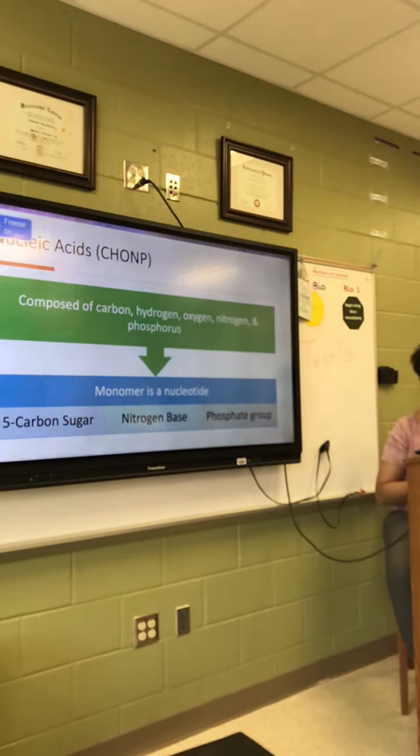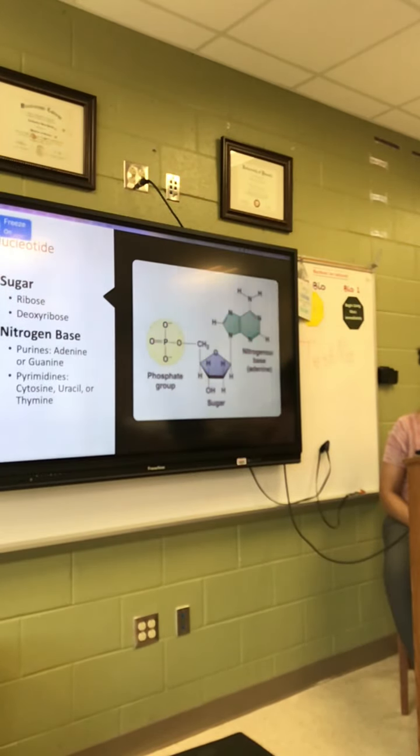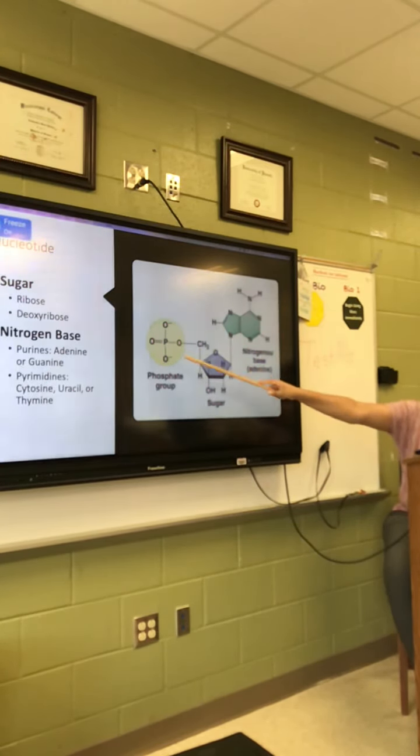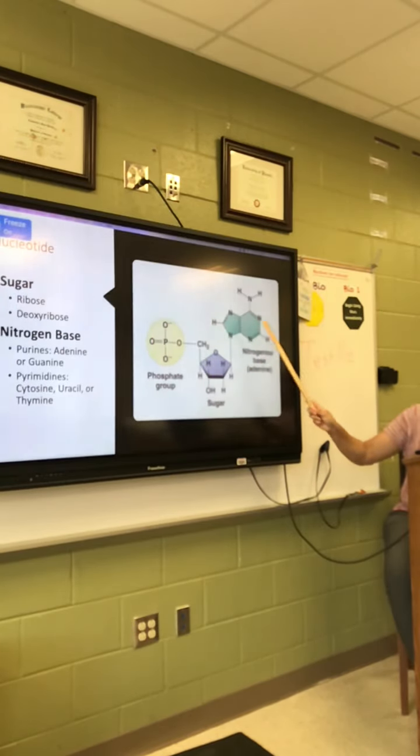All right, so a nucleotide, which is the monomer for a nucleic acid, is composed of 3 parts, and you do need to know these 3 parts and where they're located. There is a phosphate group that will be attached to this carbon. This is the number 5 carbon. There's a phosphate group attached to the number 5 carbon. On the number 1 carbon, there's a nitrogen base. So on one side of the sugar, there's a phosphate group, and on the other side of the sugar, there's a nitrogen base.